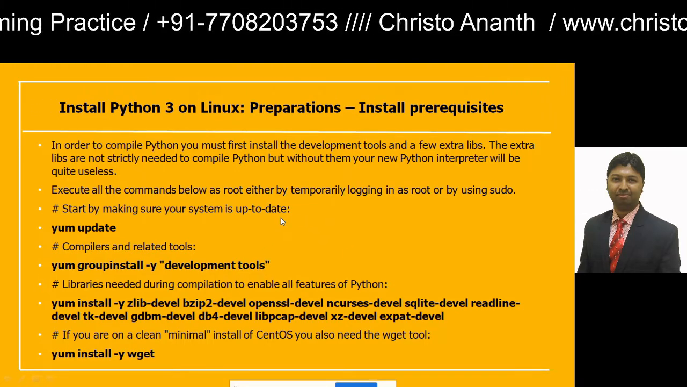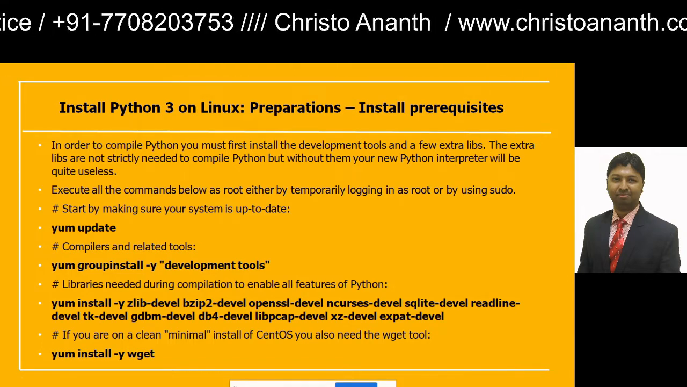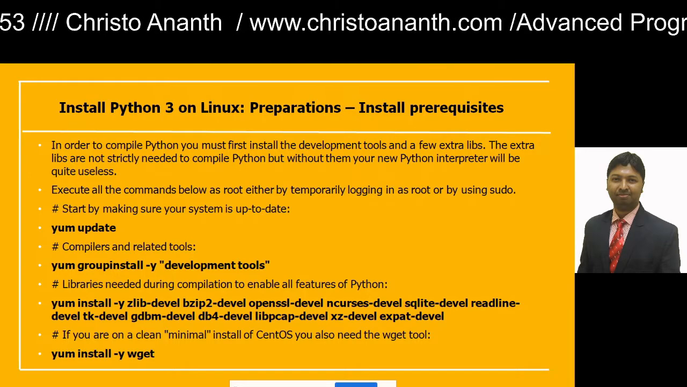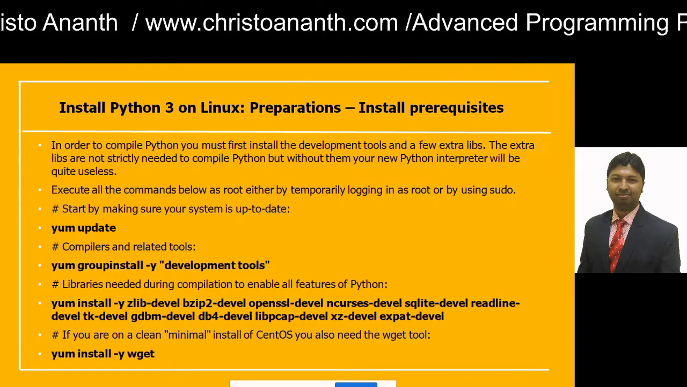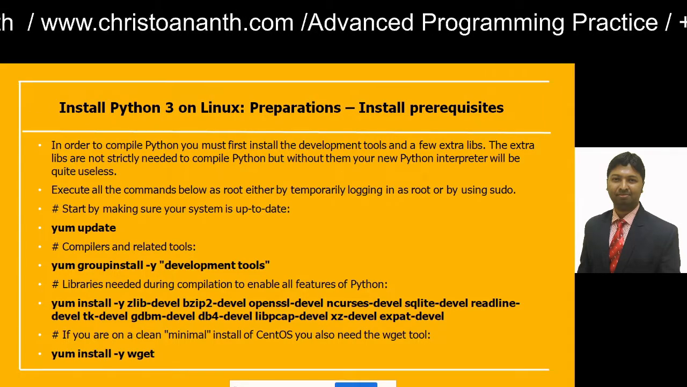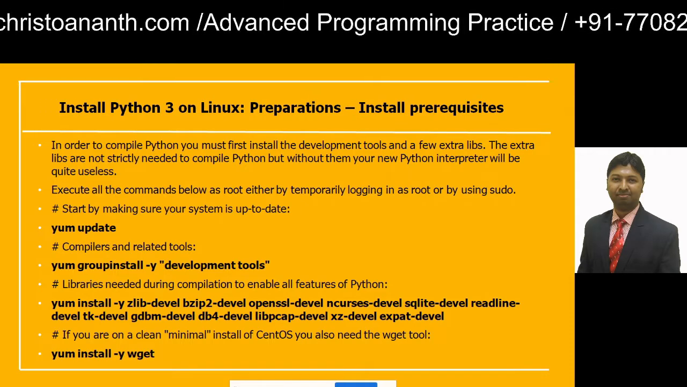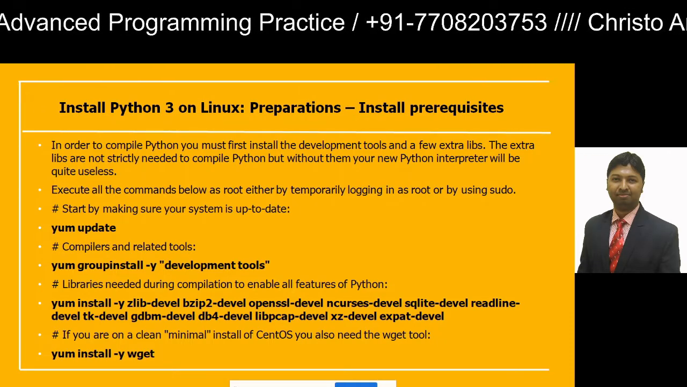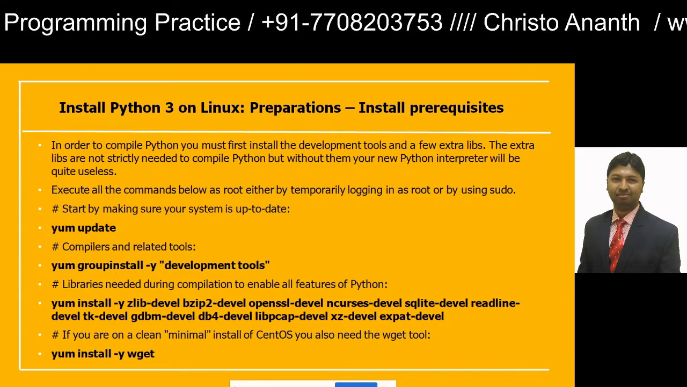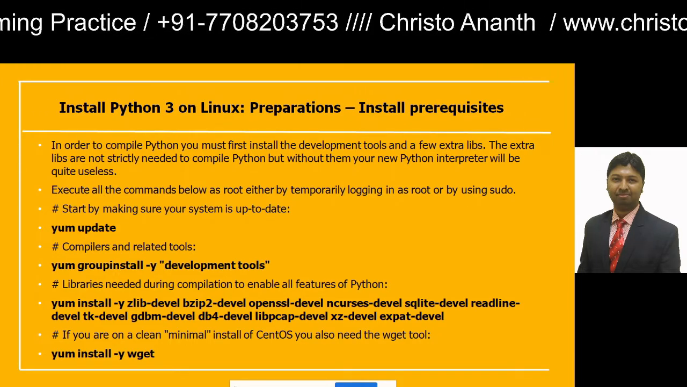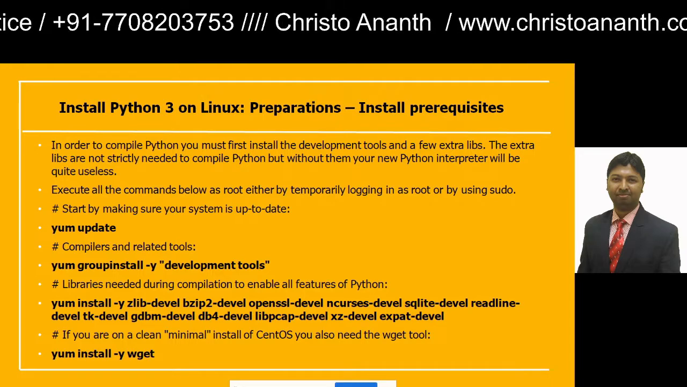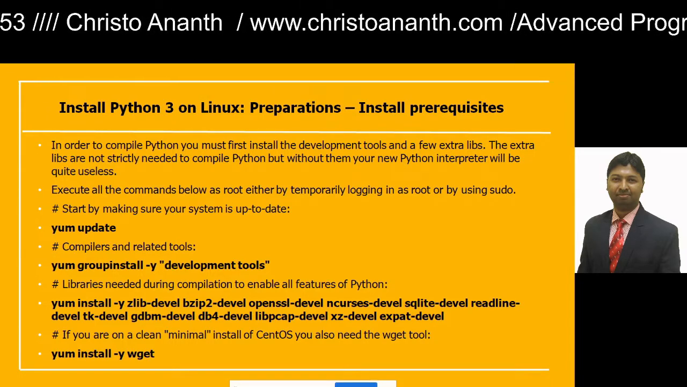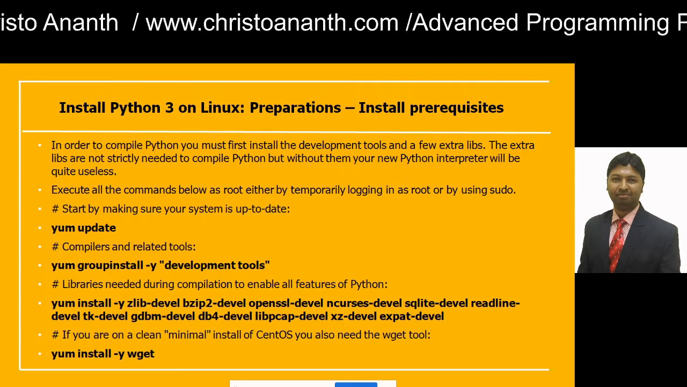Okay. So this is all about installation of Python 3 on the Linux platform. In order to compile Python, first of all, make sure that whatever installation has been done is correct. What are the tools that you have to install? Everything you have to plan accordingly. Now the extra libraries that have to be installed. So make sure you do all this: first install the version, and then the development tools, and then the extra libraries.